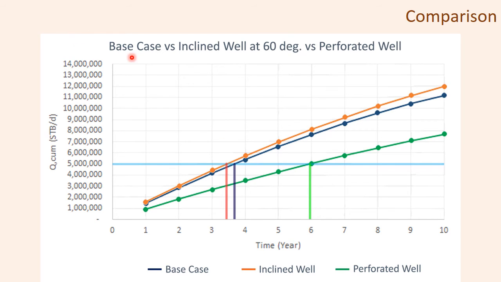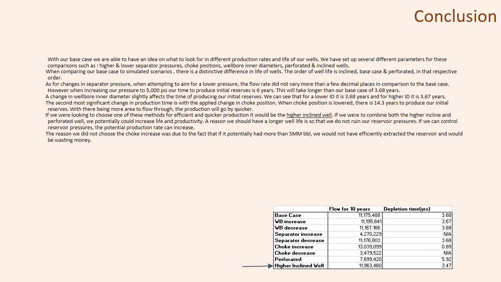This is our comparison graph with our base case, inclined well, and perforated well. As you can see, our inclined well runs out the first, followed by our base case, and almost double those times comes in our perforated well at 6 years. Our inclined well runs out at 5 million right here. With our base case, we are able to have an idea on what to look for in different production rates and life of our wells.